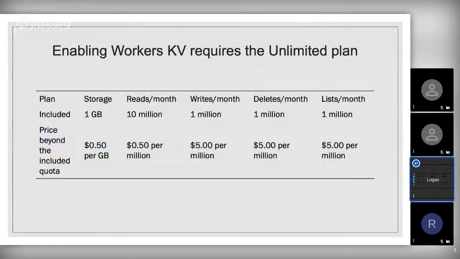On storing stuff, there's also some limits on how much stuff you can put into it. This first line here is what's included with the unlimited plan. So you get 1 gigabyte of storage. You get 10 million reads per month, 1 million writes, 1 million deletes, 1 million lists, and then those are the rates if you go over.